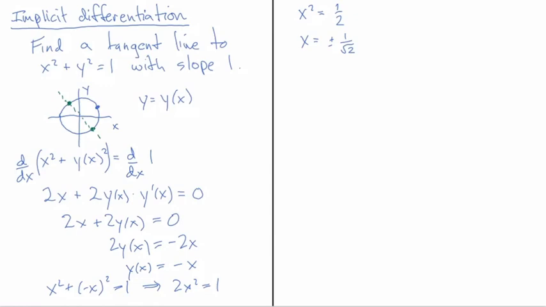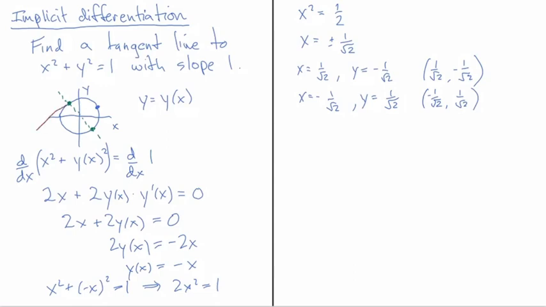And so what are the y coordinates then? So if x is equal to 1 over root 2, then y is equal to minus 1 over root 2. So that's 1 point. And if x is equal to minus 1 over root 2, then y is equal to plus 1 over root 2. And the other point is minus 1 over root 2, comma 1 over root 2. Okay, so now we have found 2 points at which the slope is 1, and they are right here.